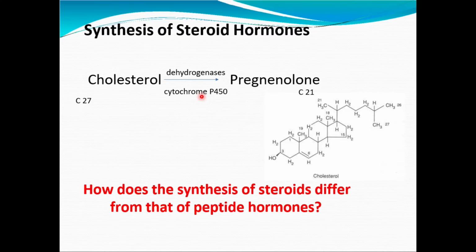A common and important rate limiting step for the synthesis of all steroid hormones is the conversion of cholesterol to pregnenolone. Here it is important to know that cholesterol is a 27 carbon containing molecule which is converted to pregnenolone, which is a 21 carbon containing molecule. This is the common branch point for synthesis of progestins, corticoids, androgens, and all steroid hormones.